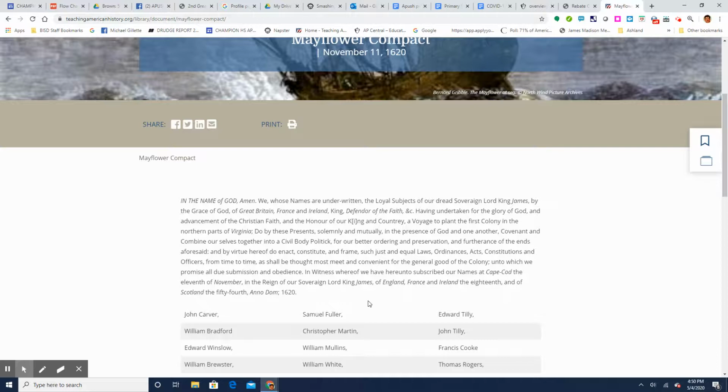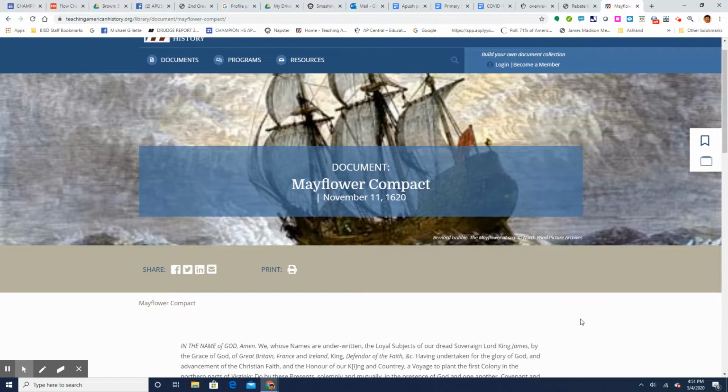Now, that means when you have a representative government, sometimes you're going to find yourself in the majority on an issue or a law or an aim or a desire, and other times you'll find yourself in the minority. And so the basis of good government is to be obedient and to submit to whatever that government does for the general good of the colony. There's the Mayflower Compact, November 11th, 1620.